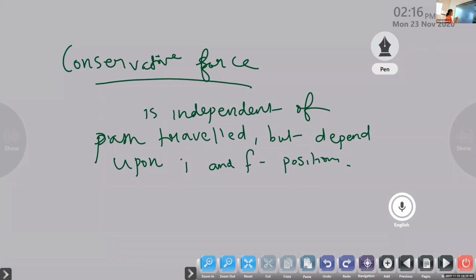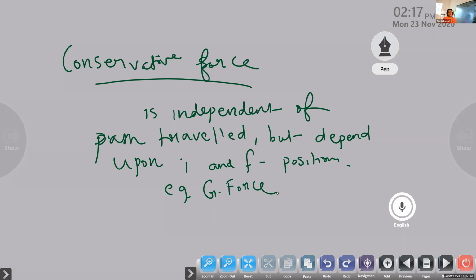For example, we have gravitational force. Gravitational force is a conservative force. Wherever you are, in whichever part of the earth, it will attract you. It doesn't depend upon you. Whether you are in America or in Arab countries, the earth will be attracting with the acceleration due to gravity. So it's a conservative force. It does not matter where you are, it acts on you.